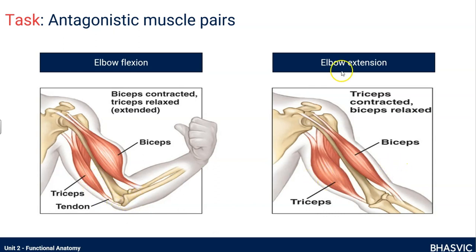The reverse movement then, elbow extension. If we want to have extension at the elbow and straighten the arm, triceps brachii would play the role of the agonist, and it would contract concentrically to pull on the ulna.